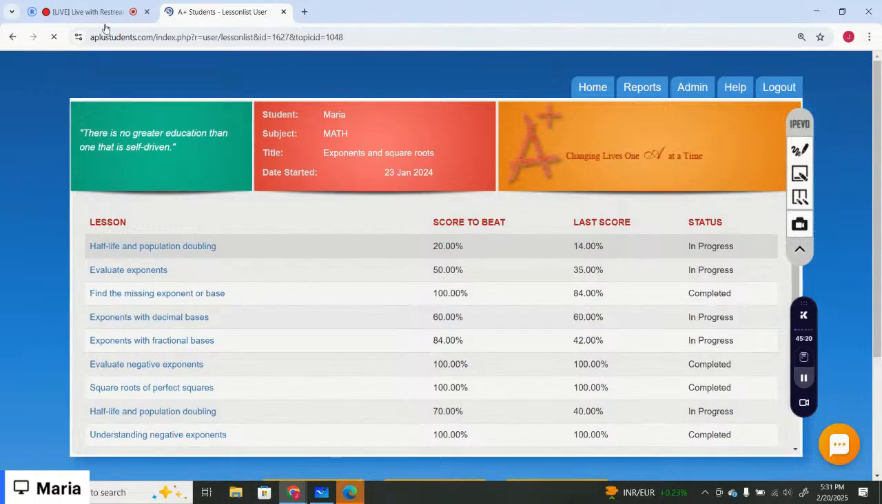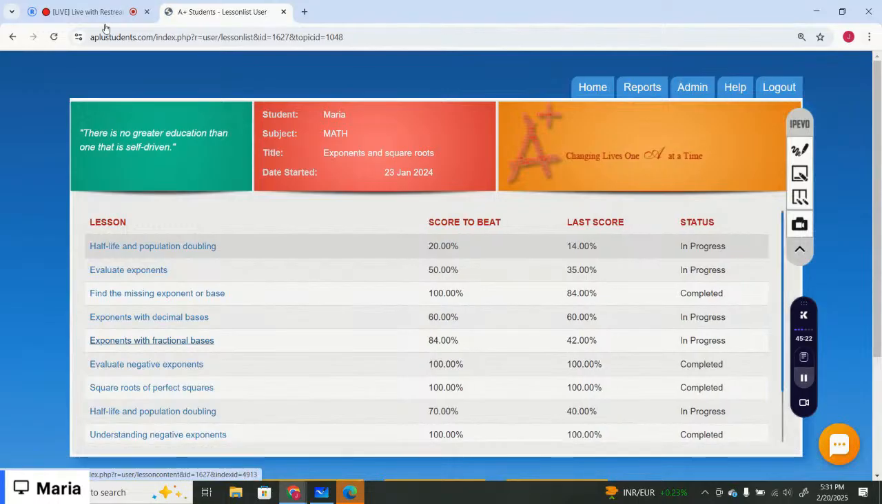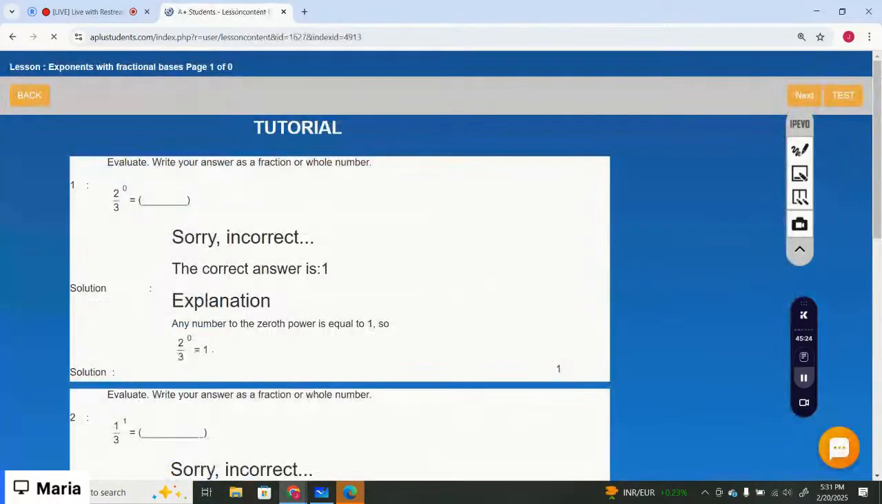The next lesson is exponents with fractional bases. Let's just start with the lesson. Evaluate. Write your answer as a fraction or whole number. 2 by 3 exponent 0. So the 0 is the exponent of numerator and denominator as well. Any number that has the exponent 0 equals 1. So 2 exponent 0 divided by 3 exponent 0 is 1.